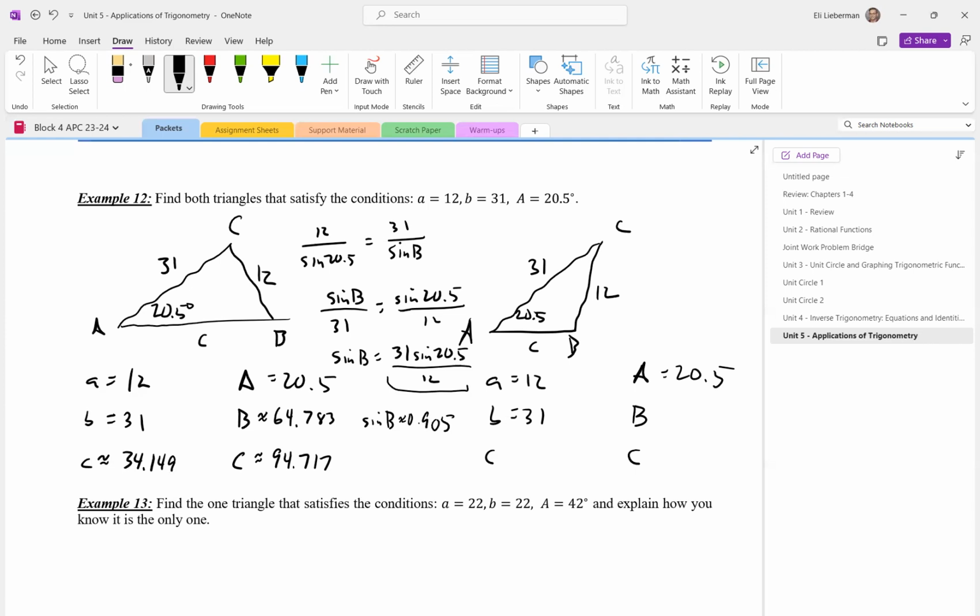Hudson, what can we do? I really haven't done much. Okay, well, let's work on it. Okay, because we know that this one here, angle B, is 64.783, and we're looking for this one over here.